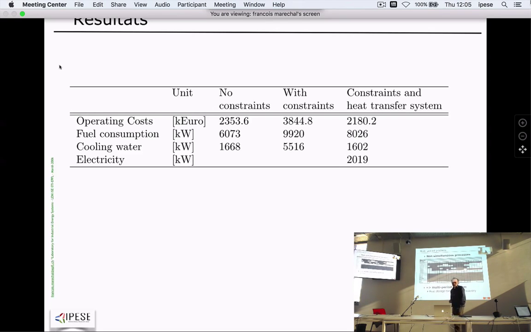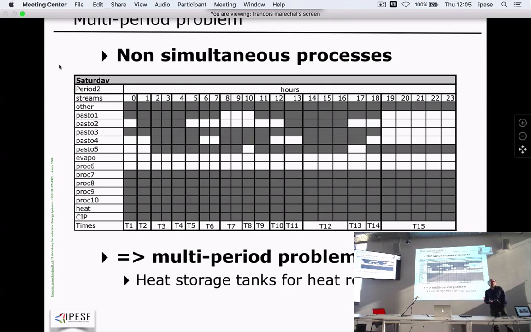So this is one application. The other application that is important is the multi-period problem. But I will perhaps show this in more detail this afternoon.